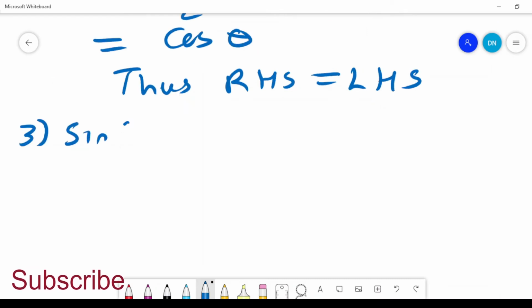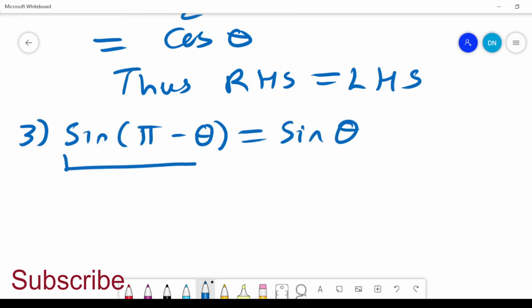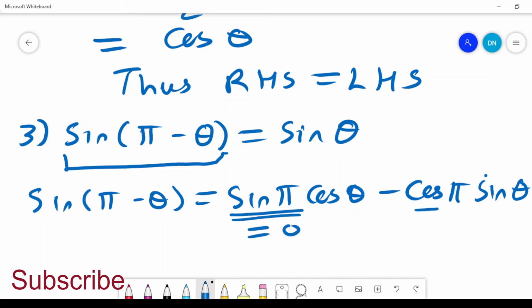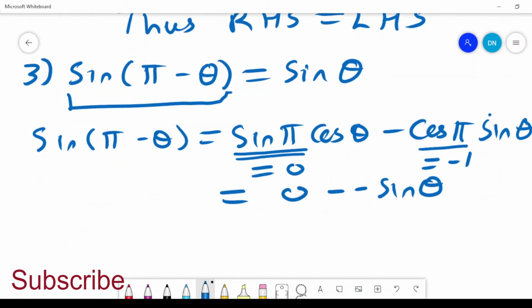Next is sine of pi minus theta, and we want to show that it's equal to sine theta. So we want to use this part, and we know that sine of pi minus theta is equal to sine pi cos theta minus cos pi sine theta. We know that this will be equal to 0, and this is equal to negative 1. So that is 0 minus negative sine theta, and that helps us to see that the left hand side will be equal to the right hand side.